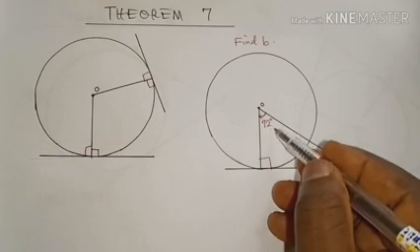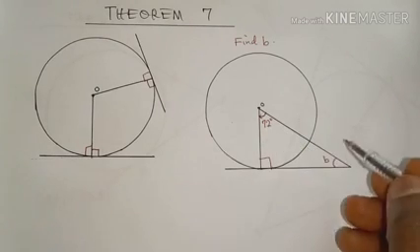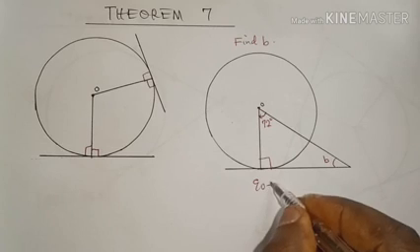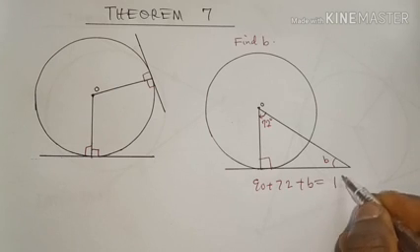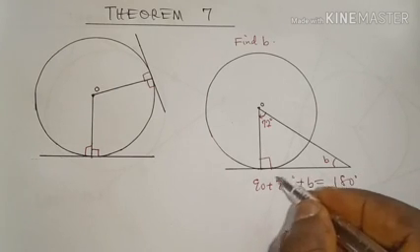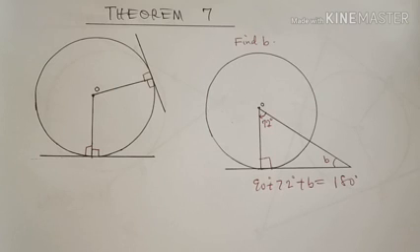So 90 plus 72 plus B will give you 180 degrees. And from there, you can get your B. And that's all.